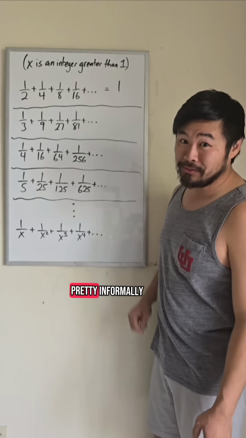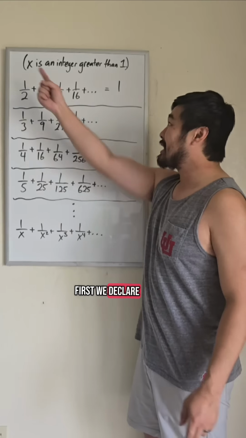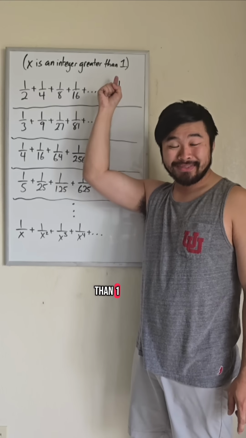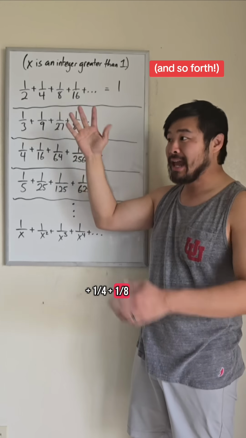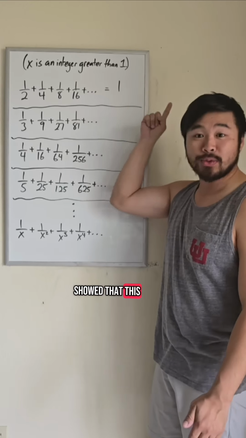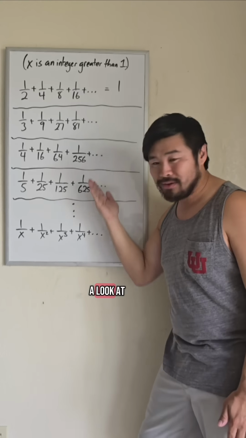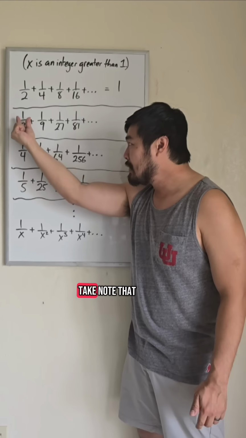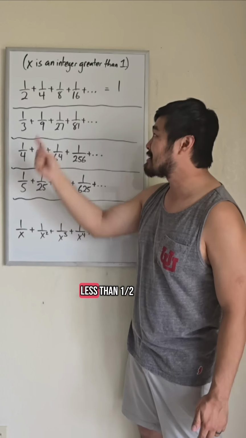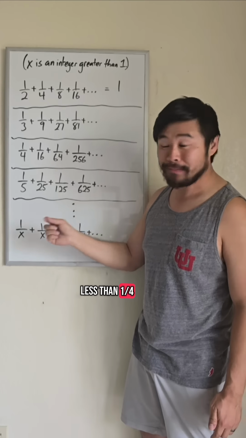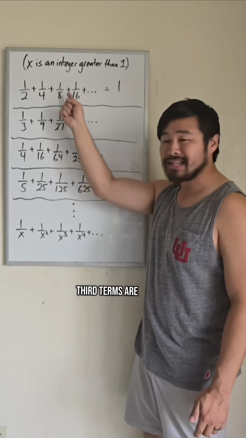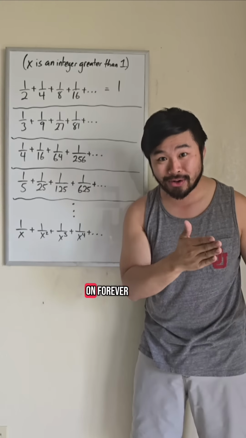So I'm going to do this pretty informally. First, we declared that x is an integer greater than 1. So our first example is 1/2 plus 1/4 plus 1/8, and in a previous video I showed that this is 1. So let's take a look at all of these other series. Take note that all of the first terms are less than 1/2. All of the second terms are less than 1/4. All of the third terms are less than 1/8, and this is going to go on forever.